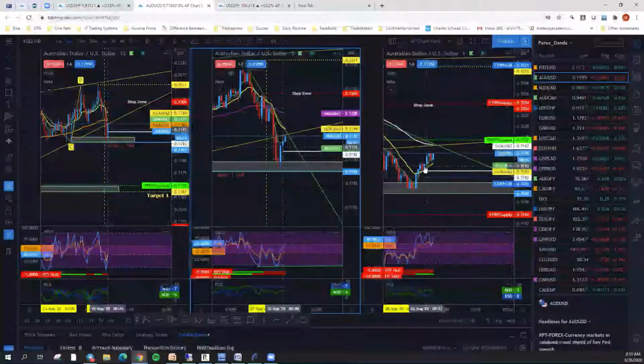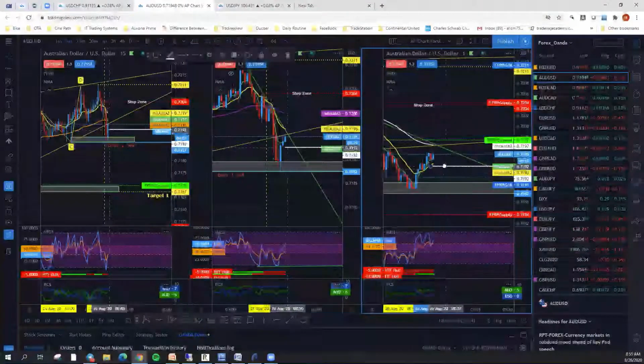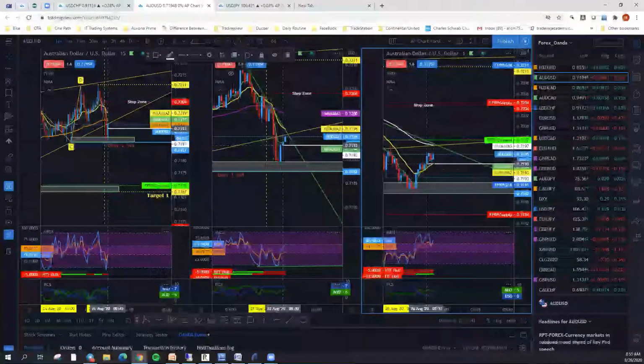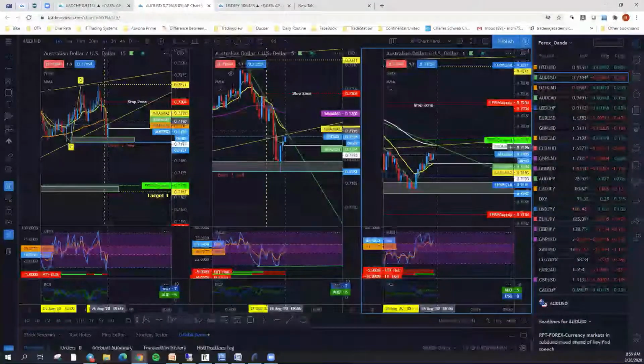Here's a rally at base. A little bit smaller. He's got a little push, pull back. Here's a little basing area. All the moving averages are starting to bunch up together. This one's still kind of pointing down a little bit. It's right at the trend line.